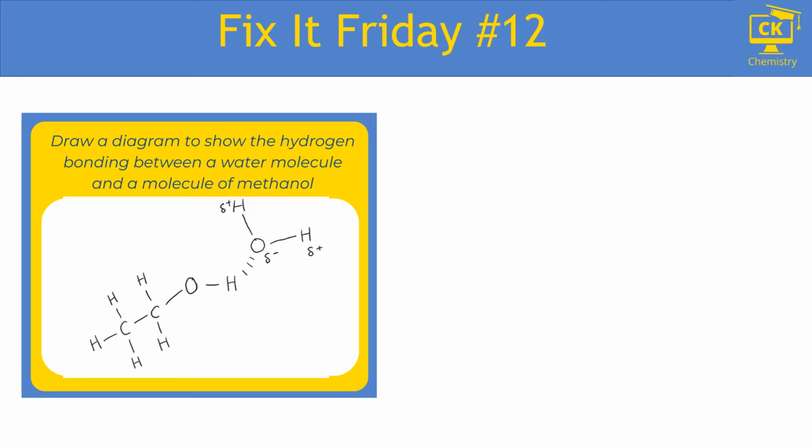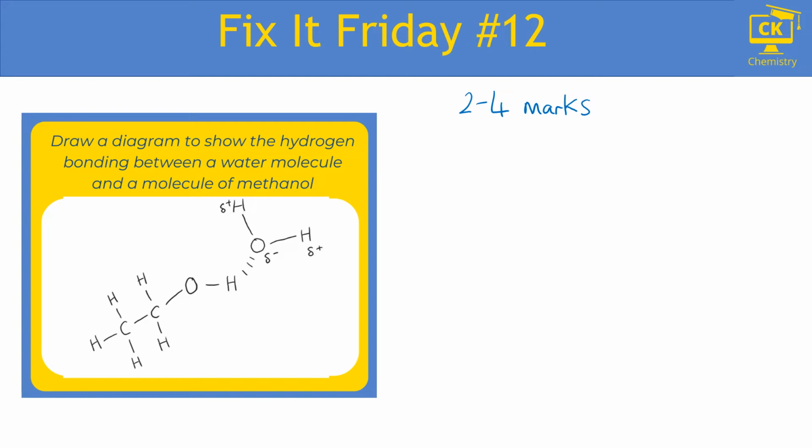This week's Fix It Friday is about drawing diagrams to show hydrogen bonding. And I put on the original post that this would be a 4-mark question. To be honest, this could be anywhere between 2 to 4 marks, depending on your exam board, depending on what they are marking you for, and how generous they're feeling at the time.